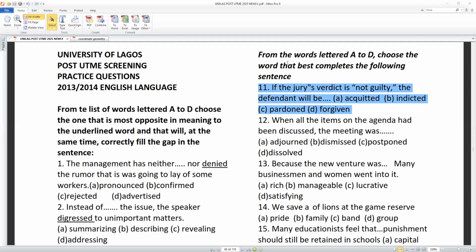Now I got it. Let me check my 19. Please mute your mic.